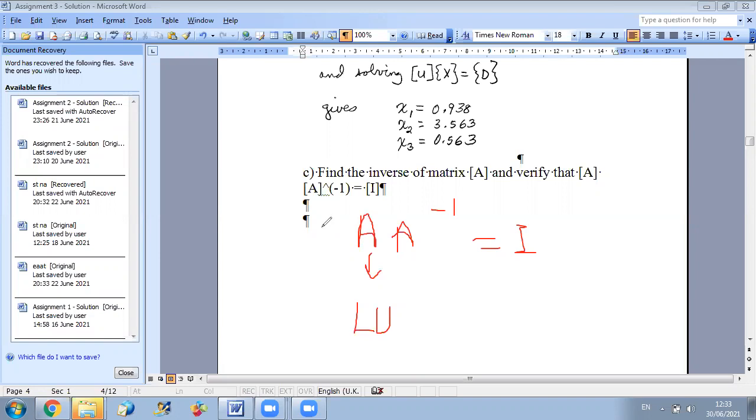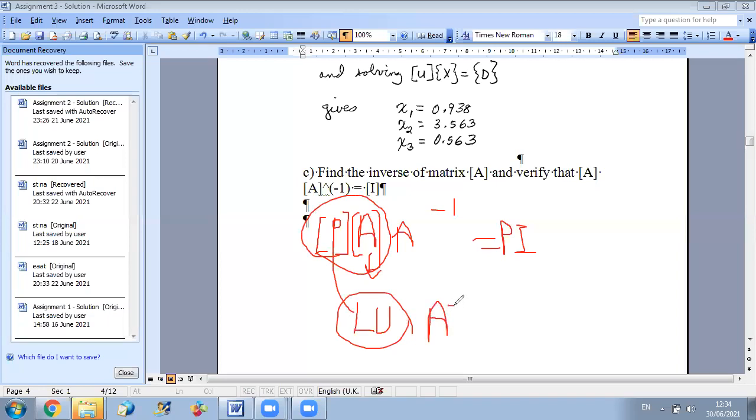When you do pivoting, what did we do? The LU is P times A, not A. With pivoting, the LU represents P times A and not A. So if you put P on the two sides of this equation, you get P times A, which you replace by LU, and your A minus 1 is no longer equal to I, it becomes equal to P times I.